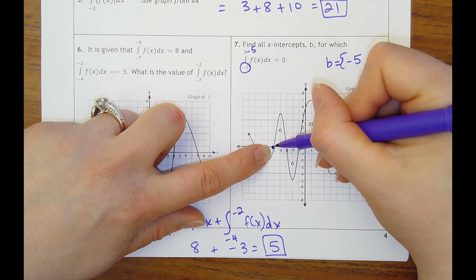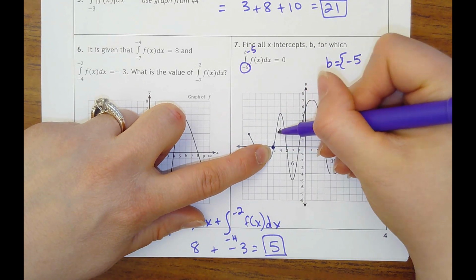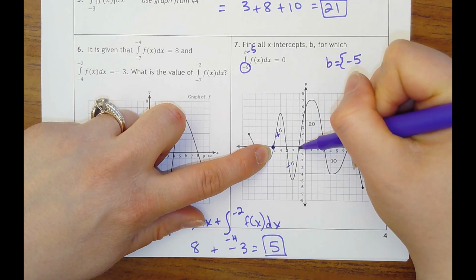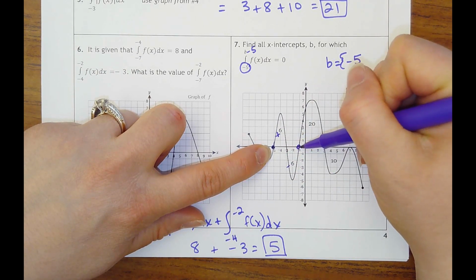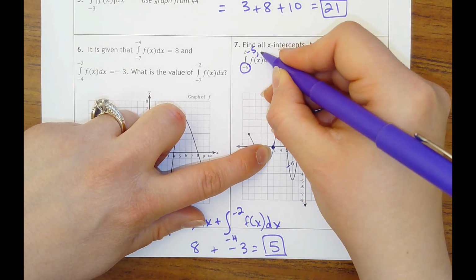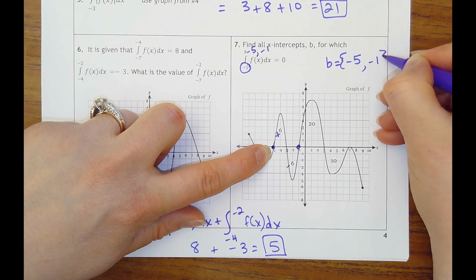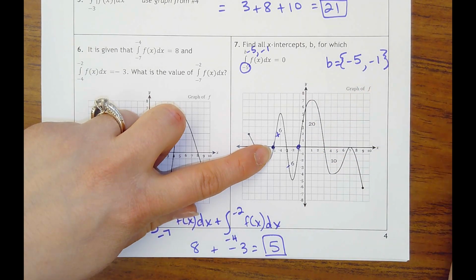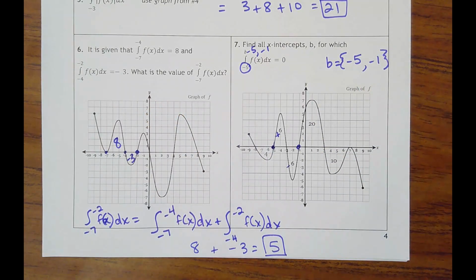The other option is to get something to cancel out. So if this is +6 area and this is -6 area, I could say that from x of -5 to -1, that would also make an area of nothing. But nothing else is going to net out. So that's my only two options. So you're going to have to put both those answers in.